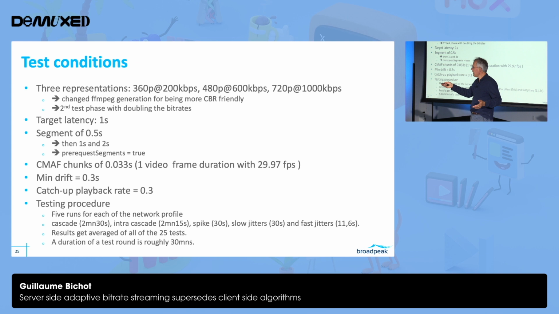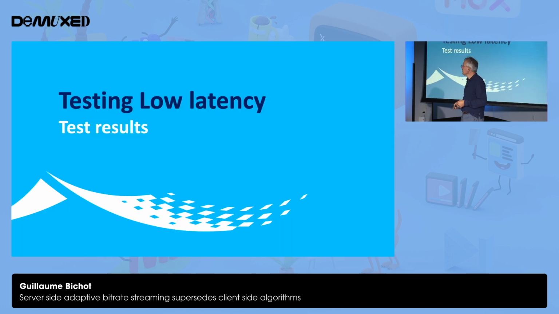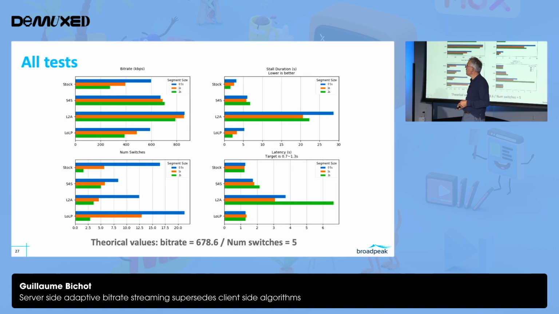And then we run the test procedure exactly like Twitch did, 5 runs for each of the network profiles I mentioned earlier, and we averaged the result over the 25 tests. So then, this is the result, well, at least an extract of the results. Remember, the main target is this average bit rate.